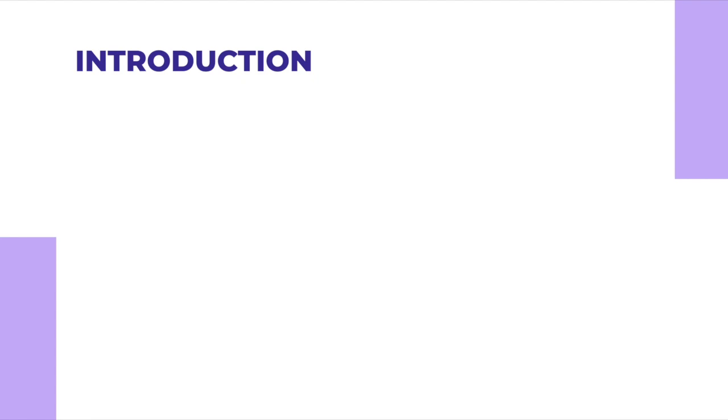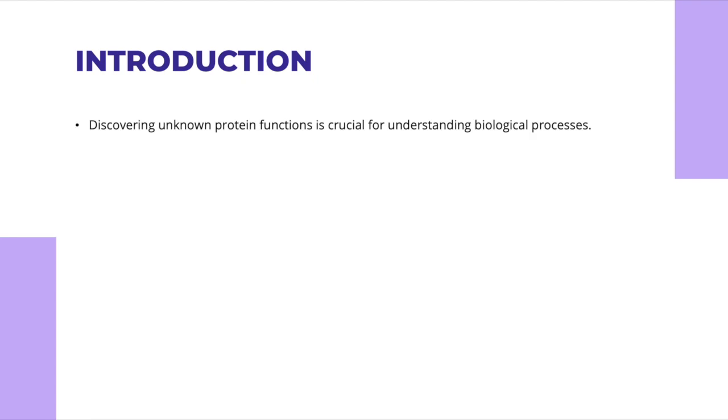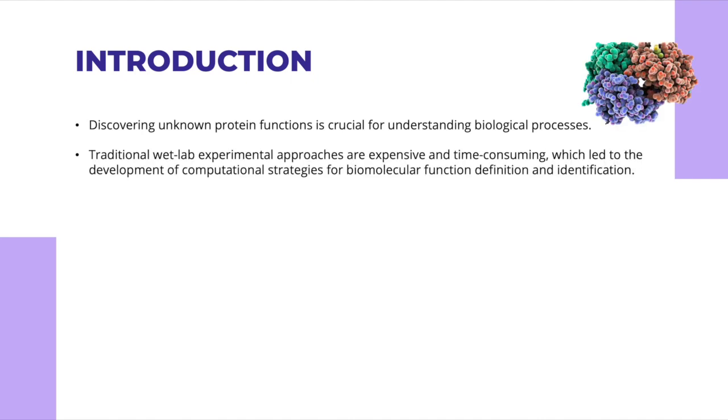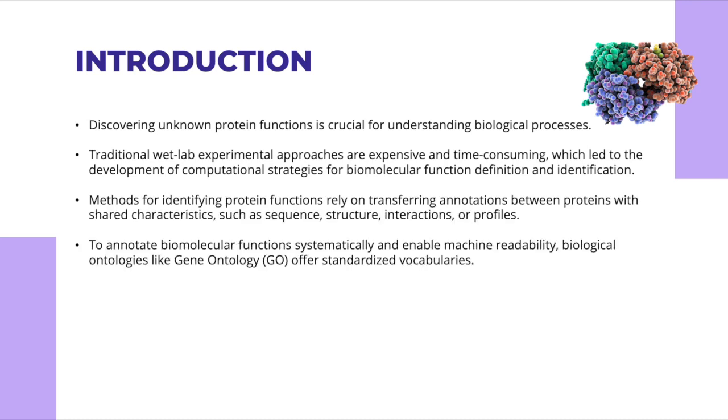To begin, let's dive right in with some foundational knowledge about protein function prediction. Understanding unknown protein functions is vital for unraveling biological processes. However, traditional wet lab experiments are time-consuming and costly, and to overcome this, computational strategies have been developed to define and identify biomolecular functions. These strategies rely on transferring annotations between proteins with shared characteristics like sequence, structure, interaction, or profiles. It's crucial to establish a systematic and machine-readable approach for annotating biomolecular functions, and biological ontologies like Gene Ontology offer standardized vocabularies for this.